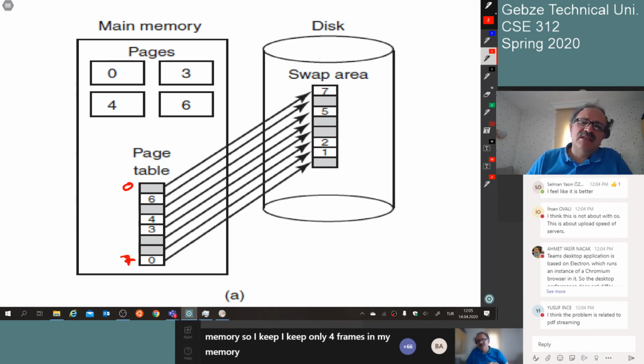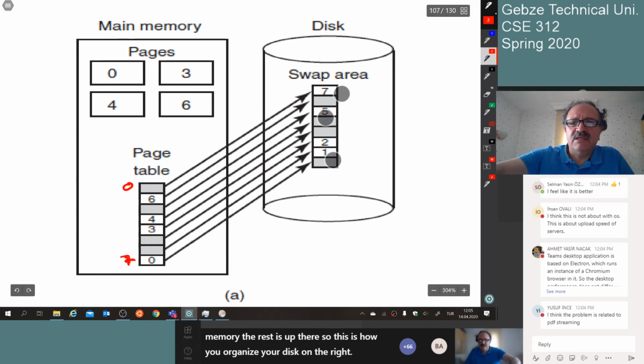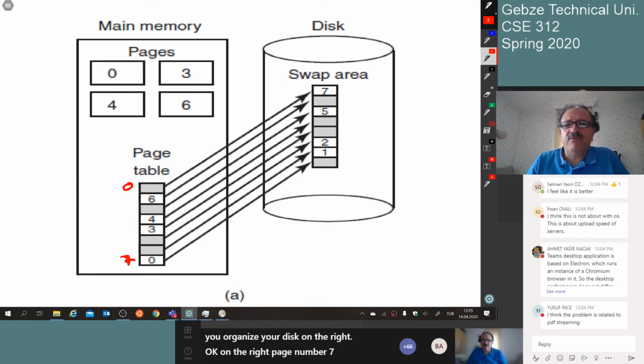So this is how you organize your disk on the right. On the right, page number 7, page number 5, 2 and 1 are on the disk, and the positions for page numbers 0, 3, 4 and 6 are empty on the swap disk area. So that means I will keep a swap area like this on my disk, which looks like it is wasteful.